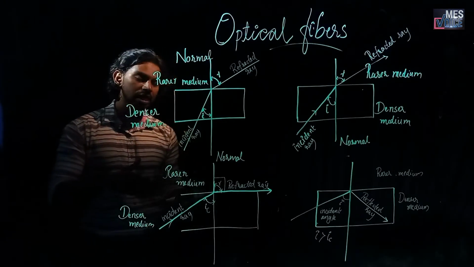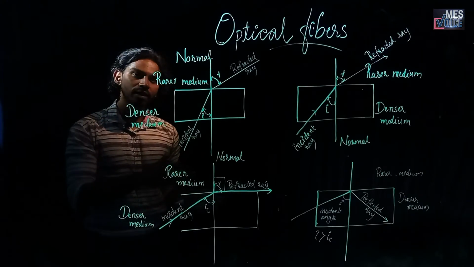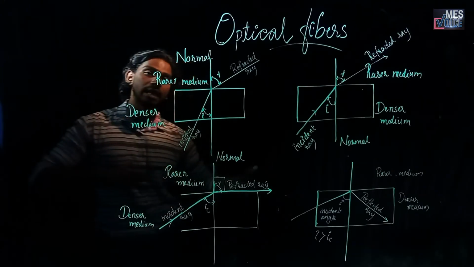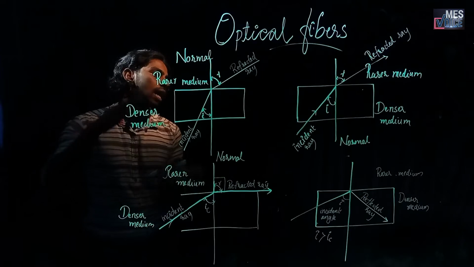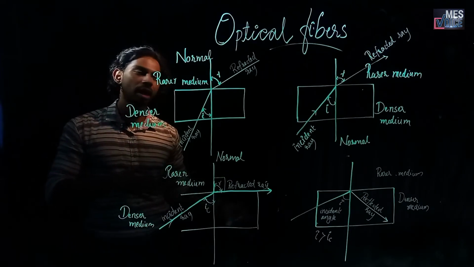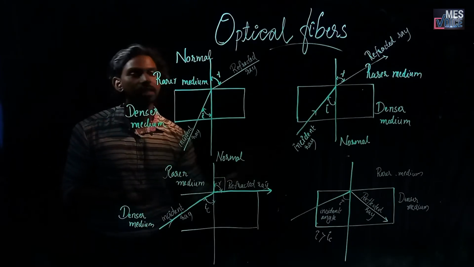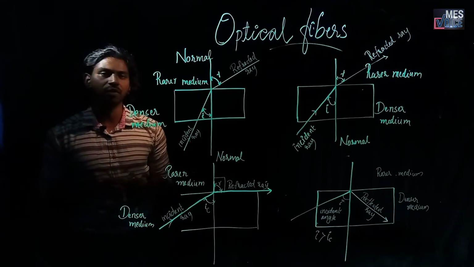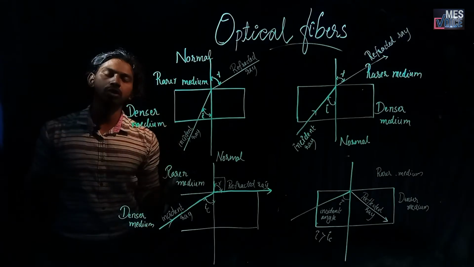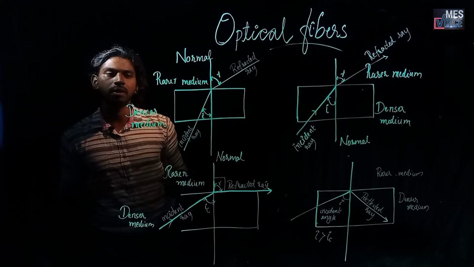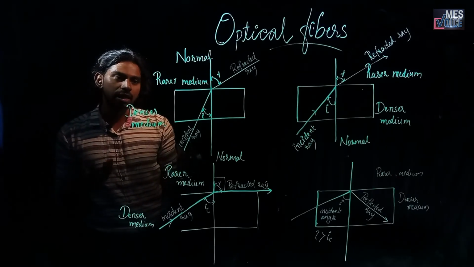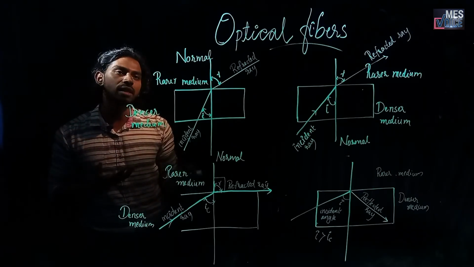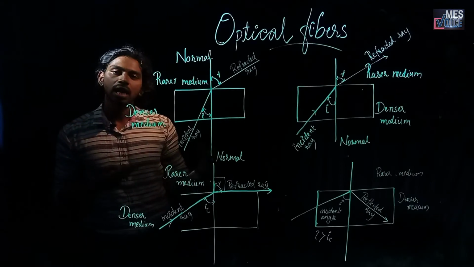So if we increase the angle of incidence beyond the critical angle, what will happen? The entire ray will be reflected back into the medium and there is no refraction. This is what we call total internal reflection. This happens because of the construction of the optical fiber, where we are changing the refractive index of the two media.